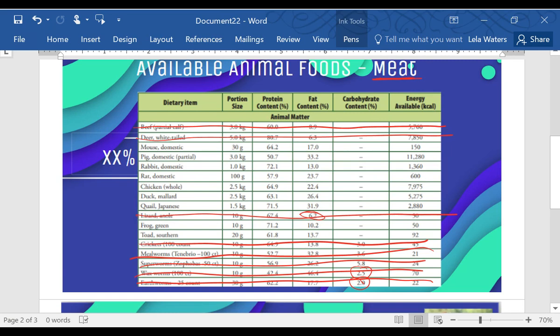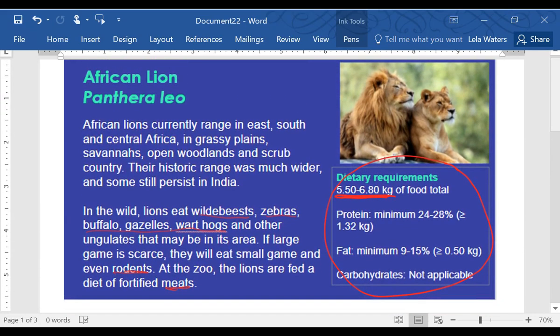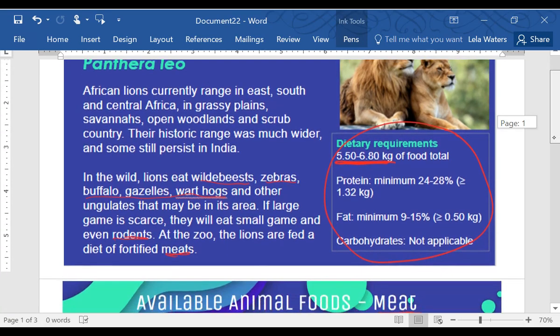All right, but now I have a lot of options. So how do I pick what to feed this lion? All of these things are qualified. So what I'm going to do again is just reference this information card about the lion and see what the lion eats in the wild. I've already underlined a lot of this stuff. So wildebeest, buffalo, gazelle, warthogs, rodents, and fortified meat.